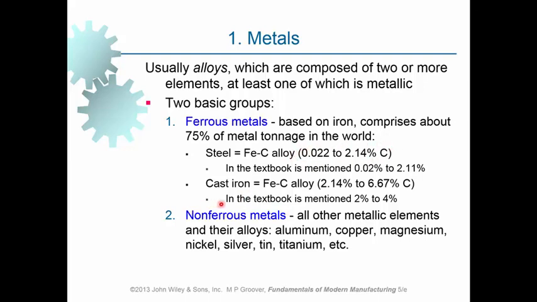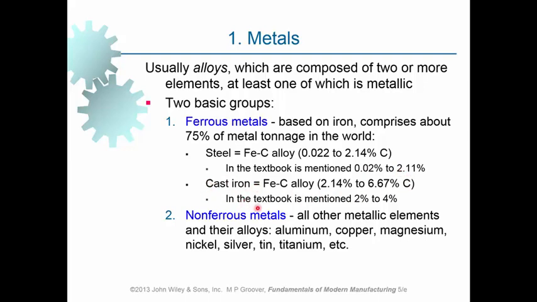And in the case of cast irons, the carbon content is more than steels. That is, if the carbon content exceeds the maximum limit of carbon in steels, that is 2.14%, going all the way to 6.67% carbon content, then the product is called cast iron.